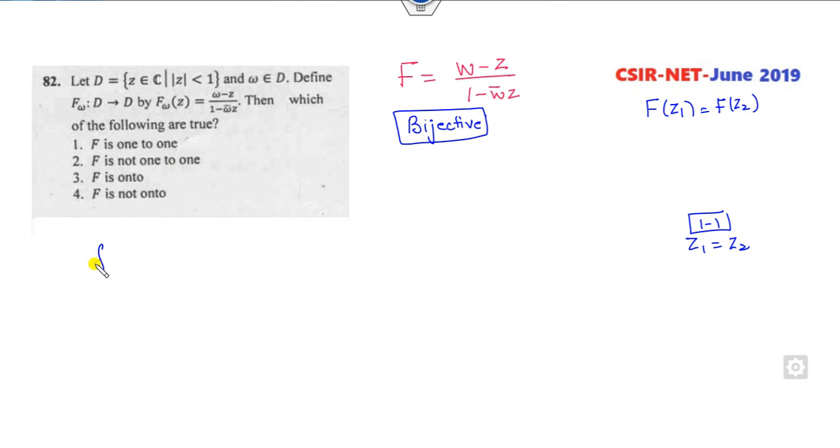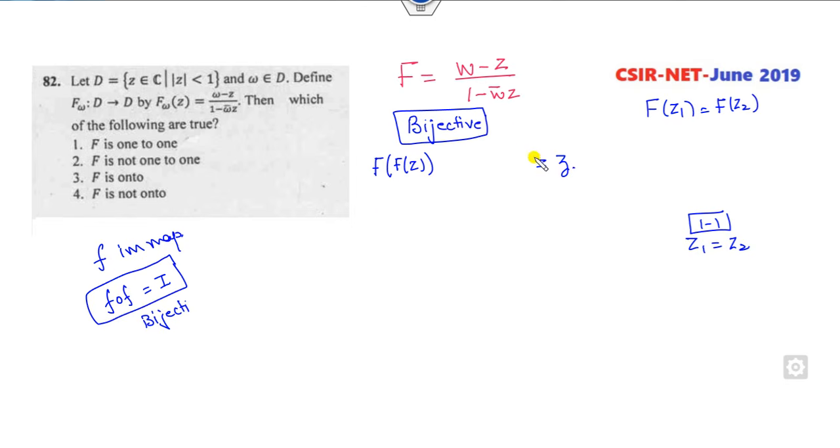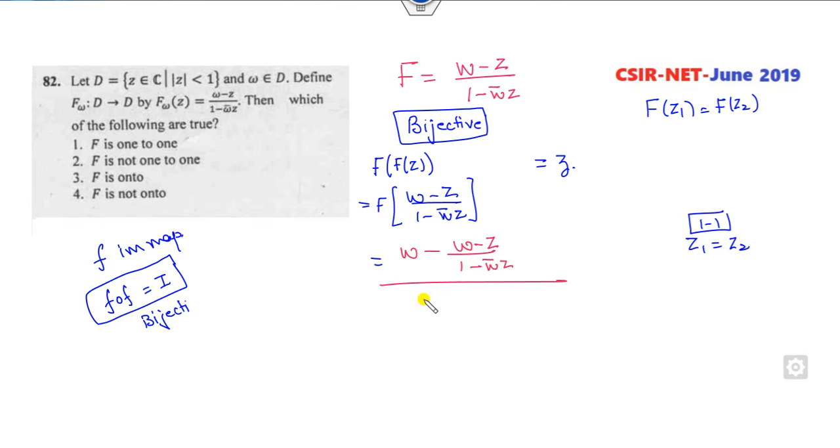So we all know if f is any mapping, when f circle f is the identity, then it will be a bijective map. Fine. So in this case we will check f of f z. If I prove that this is z, then it is the identity. What is f of z? This is here. Fine. Now again apply on this. So omega minus 1 minus of this divided by 1 minus of z. 1 minus of this. Now take the LCM.